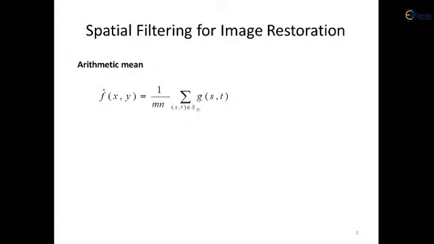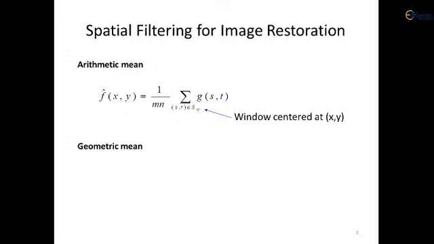Now this local neighborhood that I have represented here by capital S suffix x comma y is nothing but the representation of a window. This window will be centered at the pixel location given by x comma y here. So this is one kind of mean we can represent mathematically, which we mostly refer to as the arithmetic mean. Along with this, we have the second type that we refer to as the geometric mean.